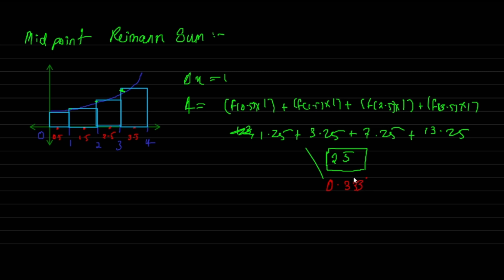But the point is that the midpoint Riemann sum will give us the most accurate answer when we have a finite amount of rectangles, because this is basically giving us the most accurate height. It's not overestimating way too much, and it's not underestimating way too much. But obviously, it's still not the exact answer.